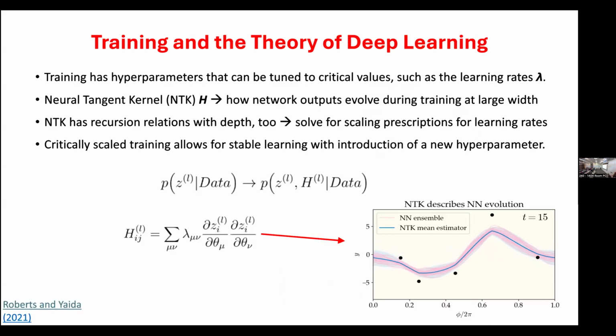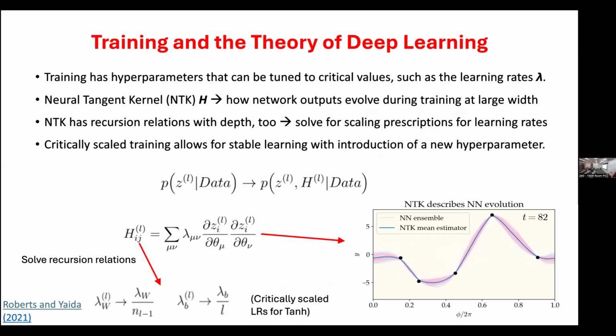So all of this stuff so far has been for talking about initialization and architecture. Training is also a huge part of this because we're trying to get a specific functional relationship. I'm not going to go super in depth, but the training also has hyperparameters like the learning rates, and those can also be tuned to critical values. And the way that's done is instead of looking at statistical moments, we look at this quantity called the neural tangent kernel, which just determines how network outputs evolve during training. And if we look at its recursion relations with depth, we get prescriptions for how to scale our learning rates dependent on the width and the depth so that we can get stable training, even though we've introduced a new hyperparameter to our neural network system.